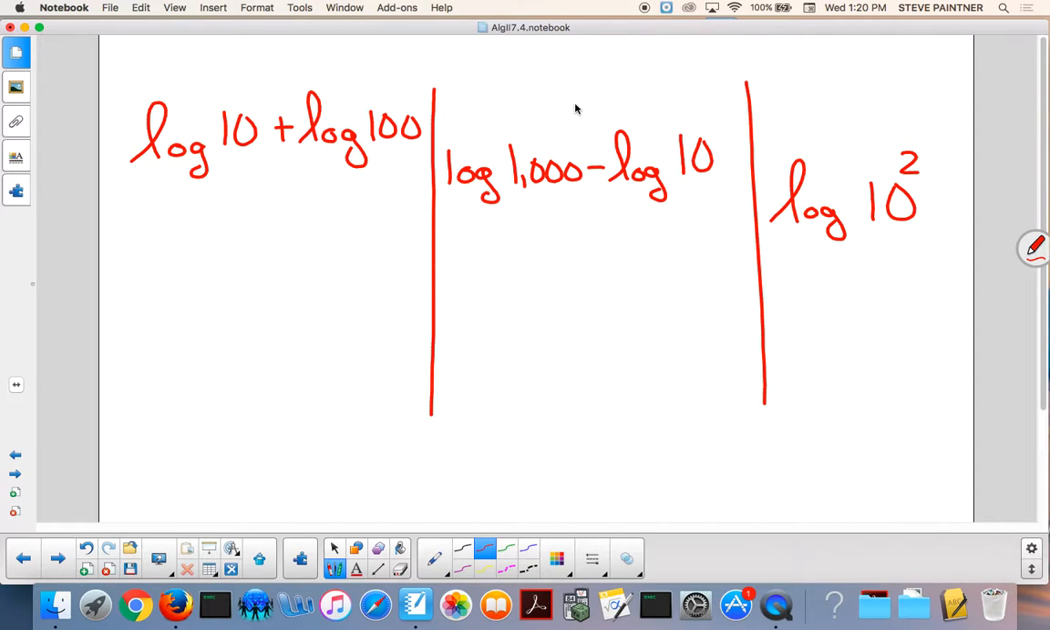If you know what a log is and what the question is, then these problems don't take long. So somebody tell me, when I ask you the log of 10 or 100 or 1,000, I'm asking you for what? What's the answer to a log problem? It's an exponent. That's all I'm asking you. So, who knows the answer to the left one?